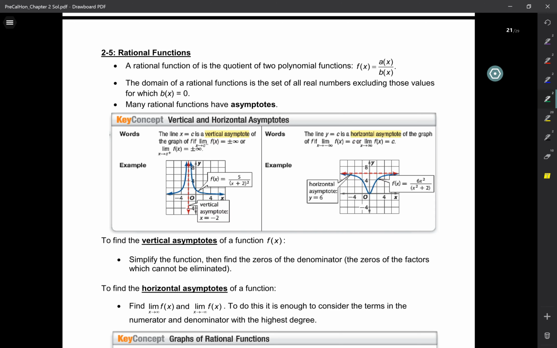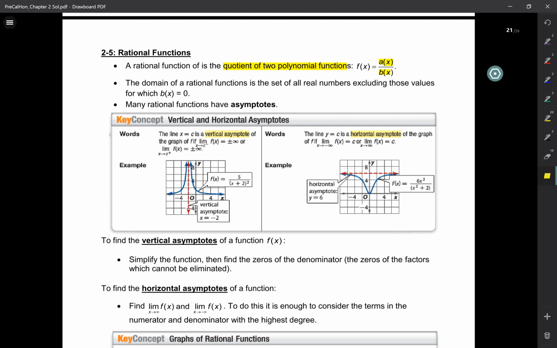Hi everybody, today we're going to be doing section 2.5 and we're going to be talking about rational functions. A rational function is the quotient of two polynomial functions. So you have an a of x and a b of x. You divide them by each other and the result is your rational function.